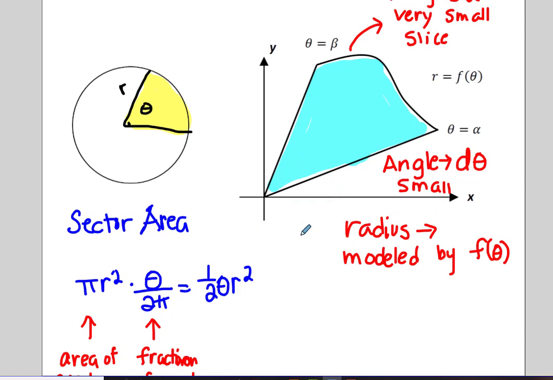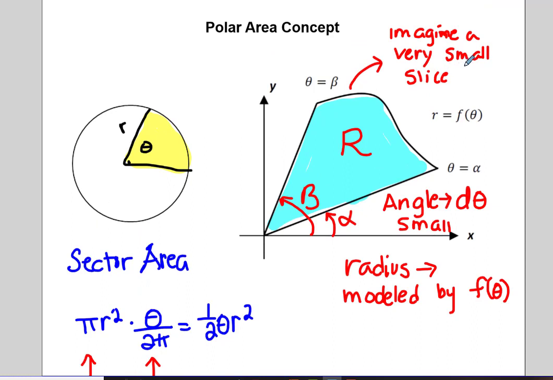And in the larger picture here, if this represents our angle alpha right here, and this represents our angle beta right here, then this is the region we're thinking about. So you're imagining a very small slice of this, where the d theta is very small, and your radius is modeled by the function f of theta.